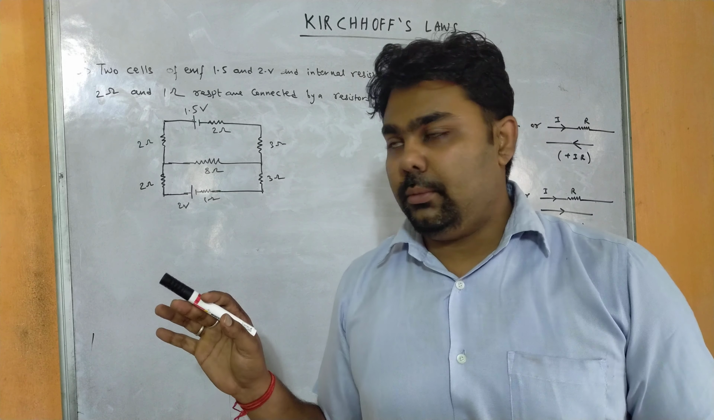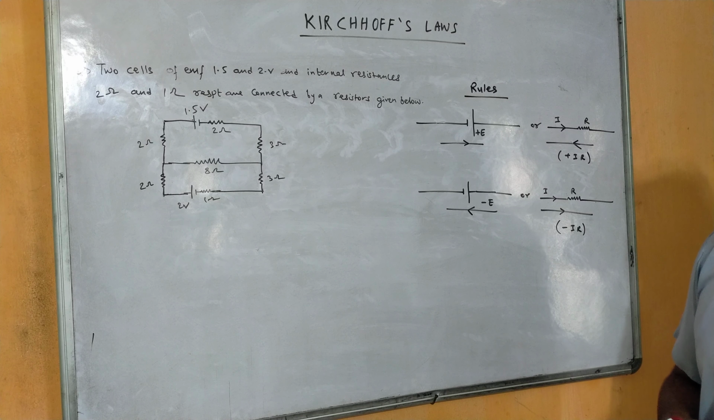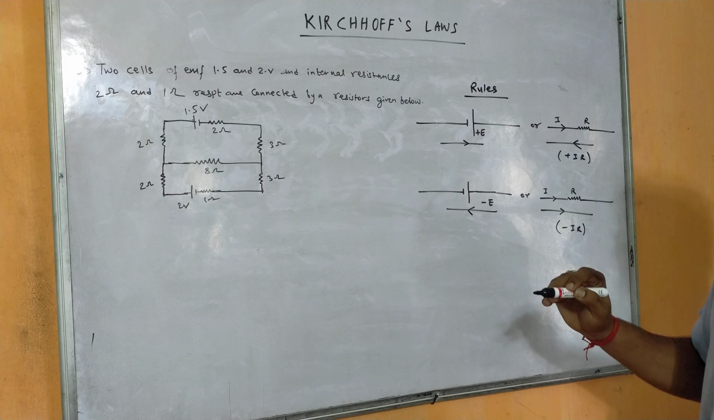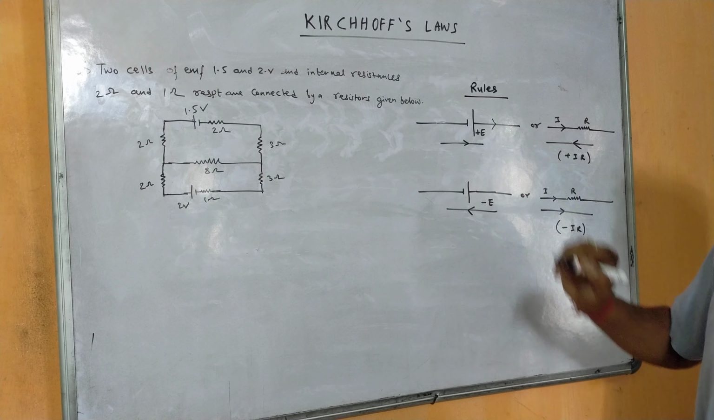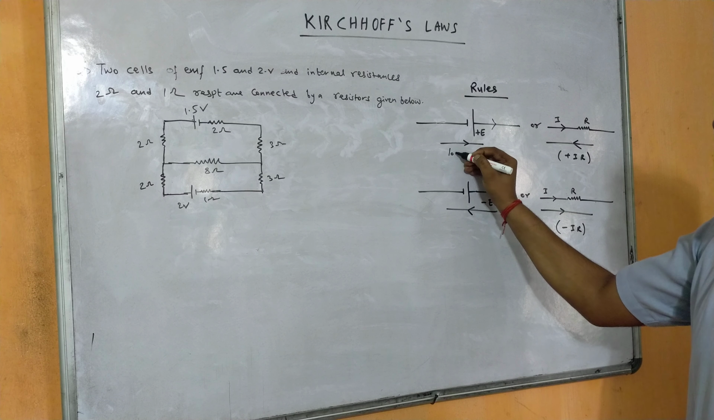So before going through the diagram, first let's see the rules of this Kirchhoff's law. You see, this is a driving circuit. So we know the current moves from the positive terminal of the battery, and this arrow direction, this is called loop current, right?